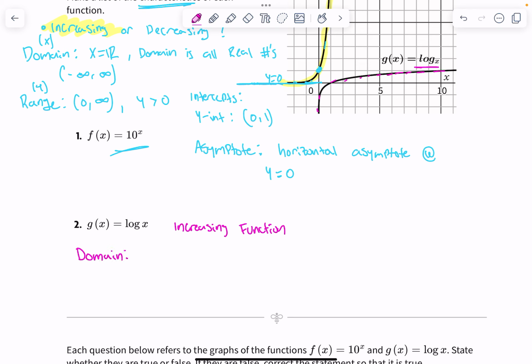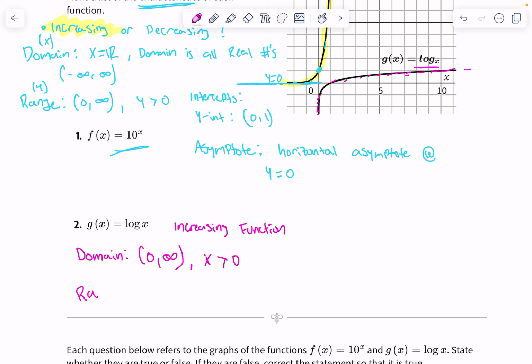Domain. Domain is x. So what is the smallest x value? 0, right? So it's 0 up to infinity, or you can say that x is greater than 0. Not equal to 0, just greater than 0.